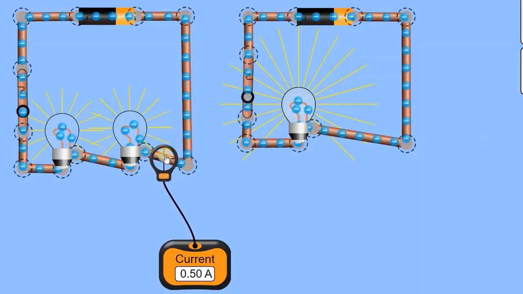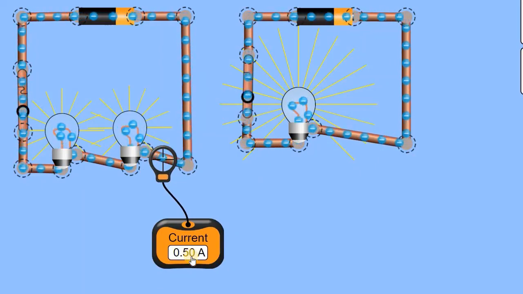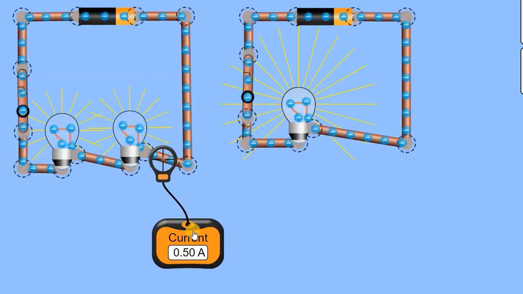Looking at the ammeter reading, we can see the ammeter reading has decreased to 0.5 ampere. So it is half the size, or it's 50% less than what it was before.